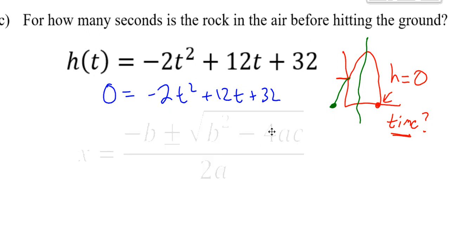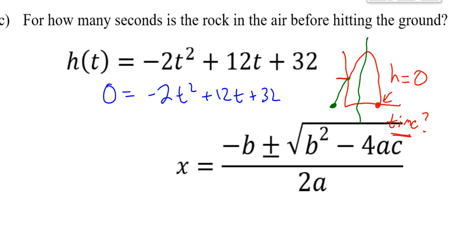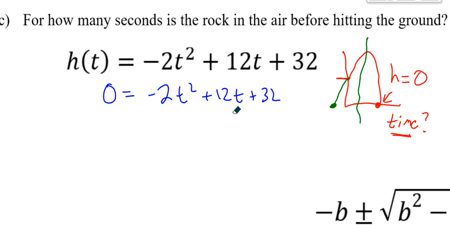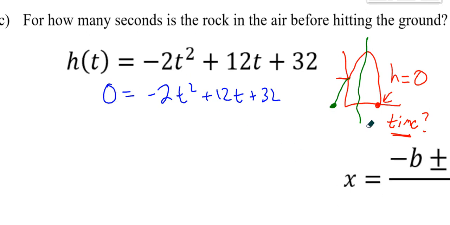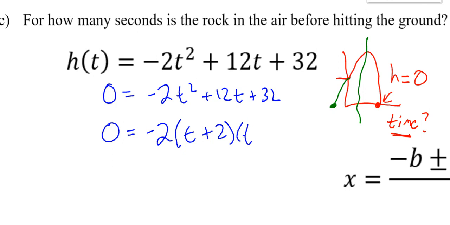But don't forget, in the previous question, we factored this expression. We already have this in factored form, and it was t plus 2, t minus 8, so negative 2 times this and this. Because it's already factored, I'm not going to use the quadratic equation, because one of the reasons that we like to factor things is because it's very easy to find the roots based on factored form.